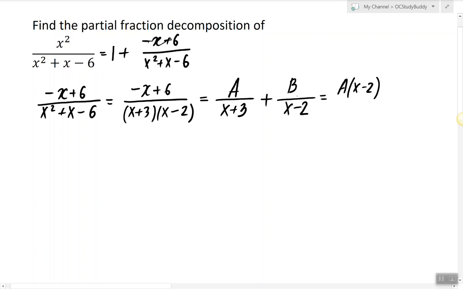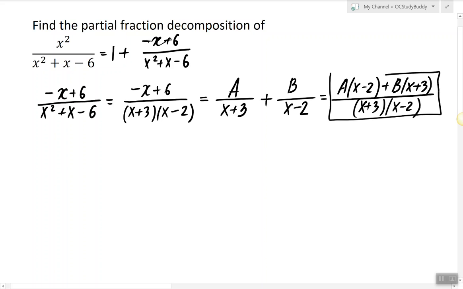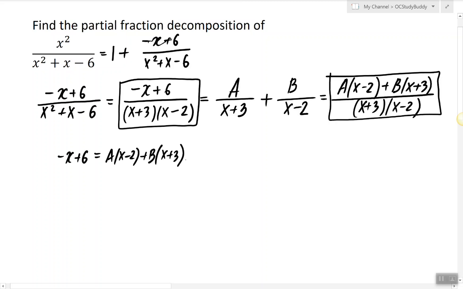To find the common denominator, we just multiply the two denominators since they have nothing in common. Now we multiply a over x plus 3 by x minus 2 in the numerator and the denominator, and we multiply b over x minus 2 by x plus 3 in the numerator and the denominator. Now we want the right hand side of this equation to always be equal to the left hand side. Since the denominators already match, we don't have to worry about them, but we have to make sure the numerators also match. That means negative x plus 6 is equal to a times x minus 2 plus b times x plus 3.